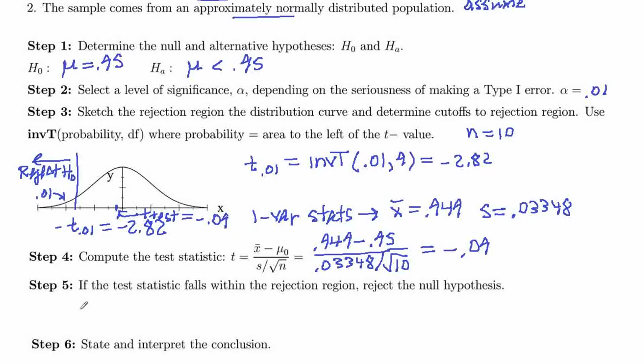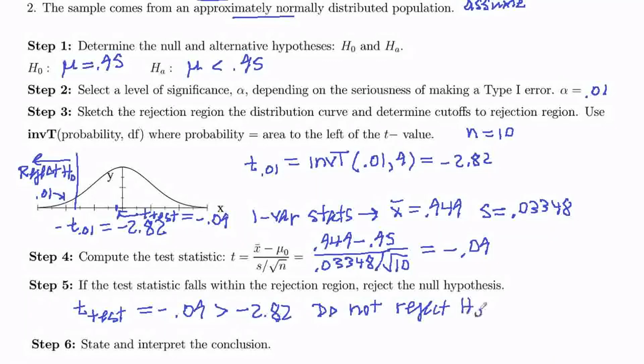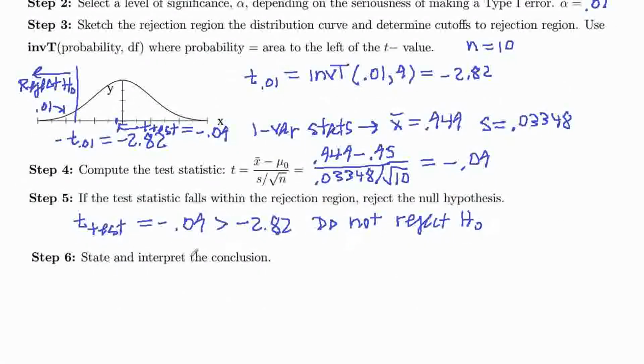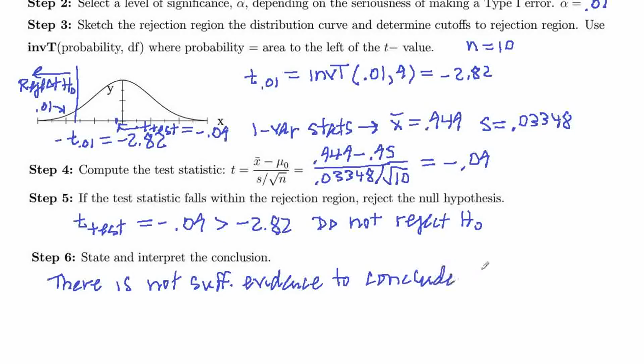So step 5 is that t-test is negative 0.09, which is greater than the negative 2.82. So we do not reject. And so state and interpret our conclusion. There is not sufficient evidence to conclude that the mean is less than 0.95.